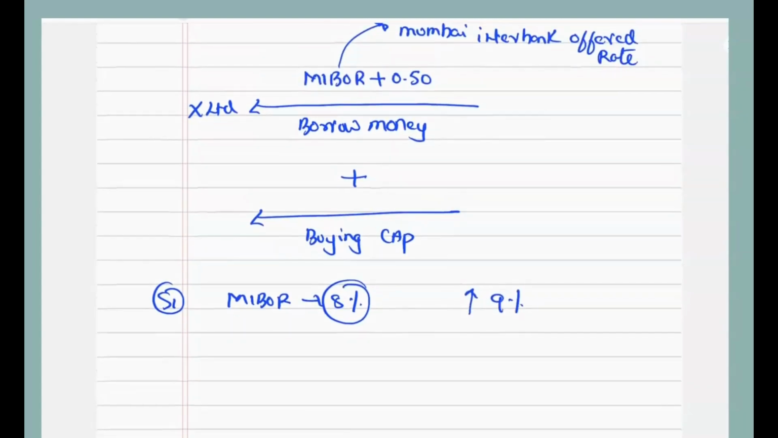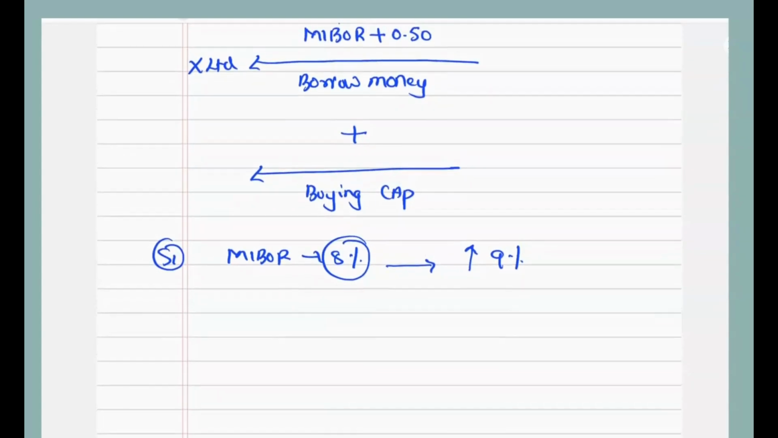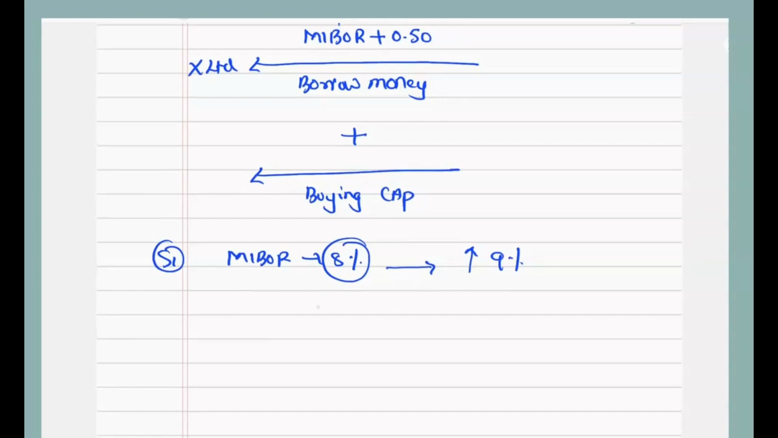So when you borrow the money, the MIBOR rate was 8%, that is, the floating rate was 8%, and you find that as time passes, the rate is increasing to 9%. In this case, what is happening? You are X Limited company. You have to pay 8% interest rate, and now you have to pay an additional 1%, that is 9%.